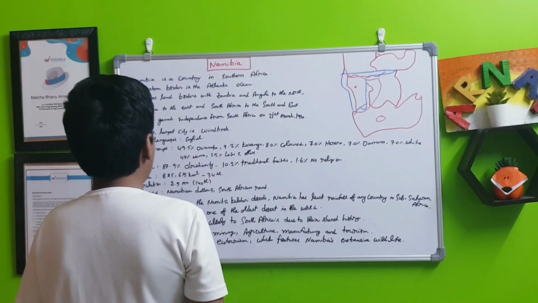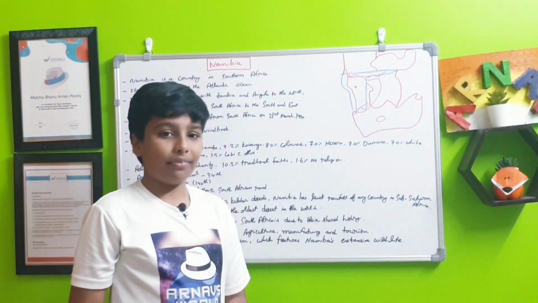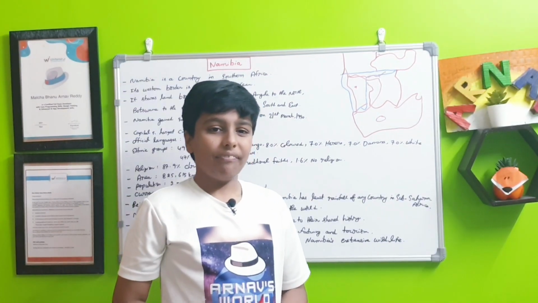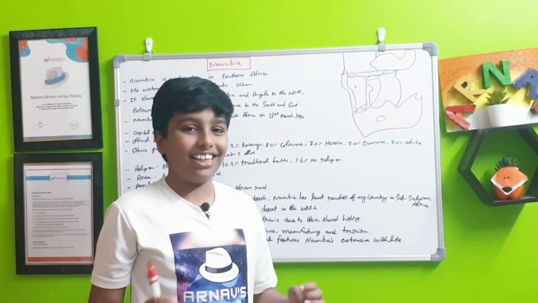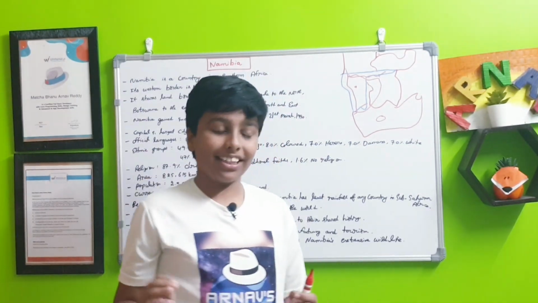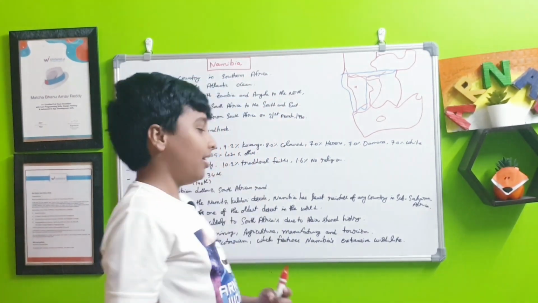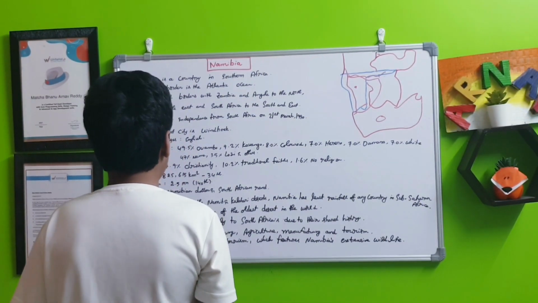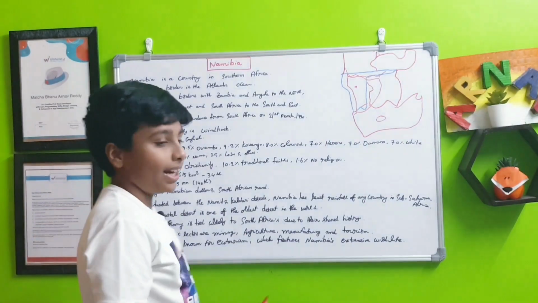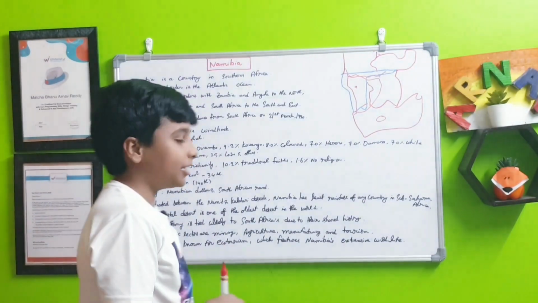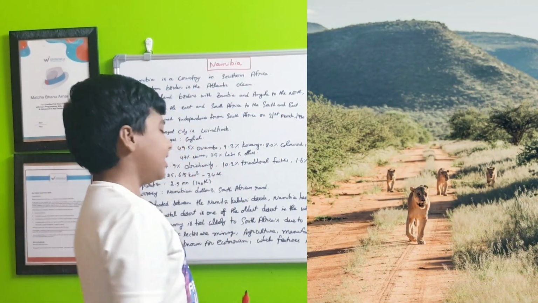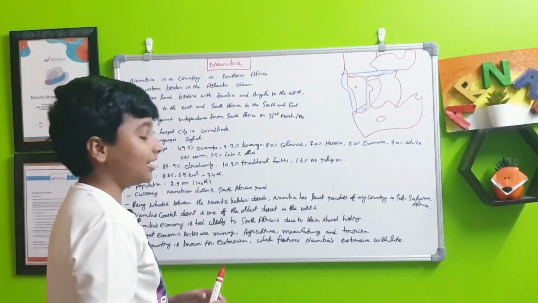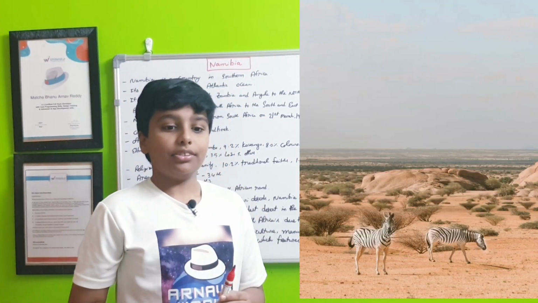Next, Namibia's economy is tied very closely to South Africa's economy due to their shared history. For about 60 years, they had the same history, being under British rule and being under the same country, South Africa, for some years. The largest economic sectors are mining, agriculture, manufacturing, and tourism, especially ecotourism. This country is known for ecotourism, which features Namibia's extensive wildlife.